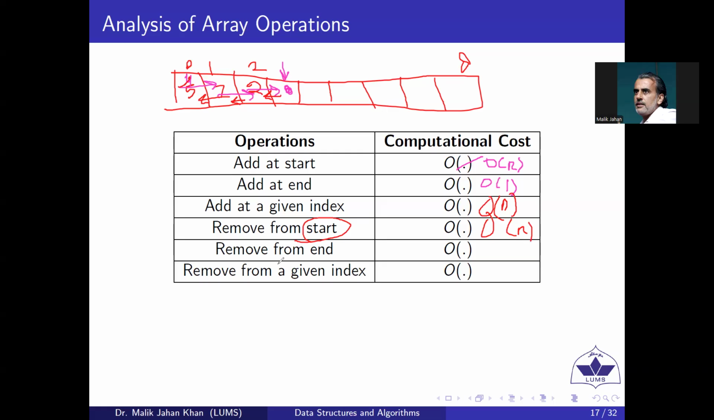So what about removing from end? Removing from end is again convenient because only the last element will be impacted. So our cost is going to be big O1. Okay, how about removing from a given index? Again, this given index could, in the worst case, be 0. If it's 0, then we need to perform a lot of shift operations. And in that case, it has to be big O of n.